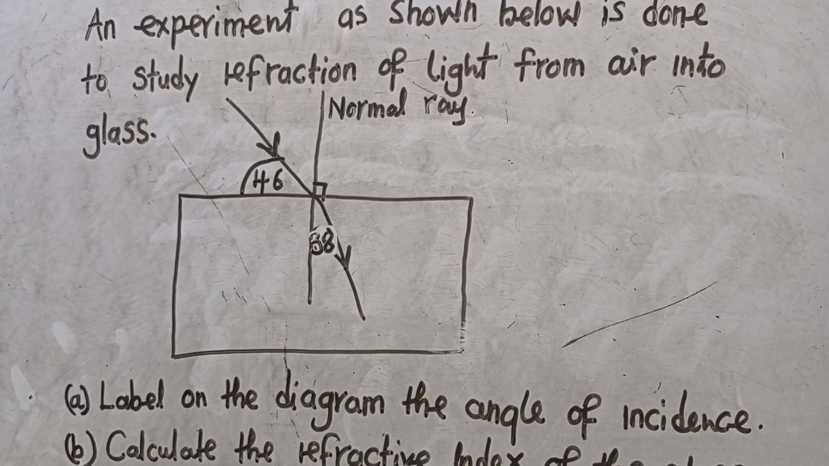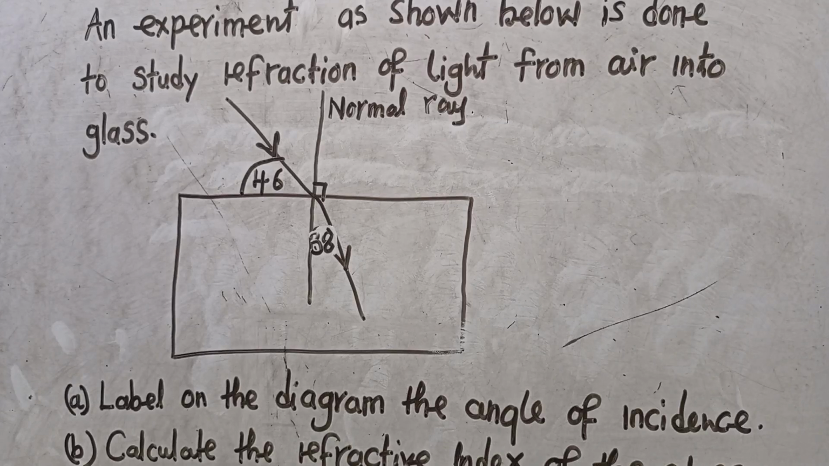So now the first thing you need to ask yourself is, what is refraction? You know that refraction is just the bending of light as it passes through two different media. There is reflection, which is the bouncing back of light, but this question falls under refraction, which is the bending of light. The first question here: label on the diagram the angle of incidence.